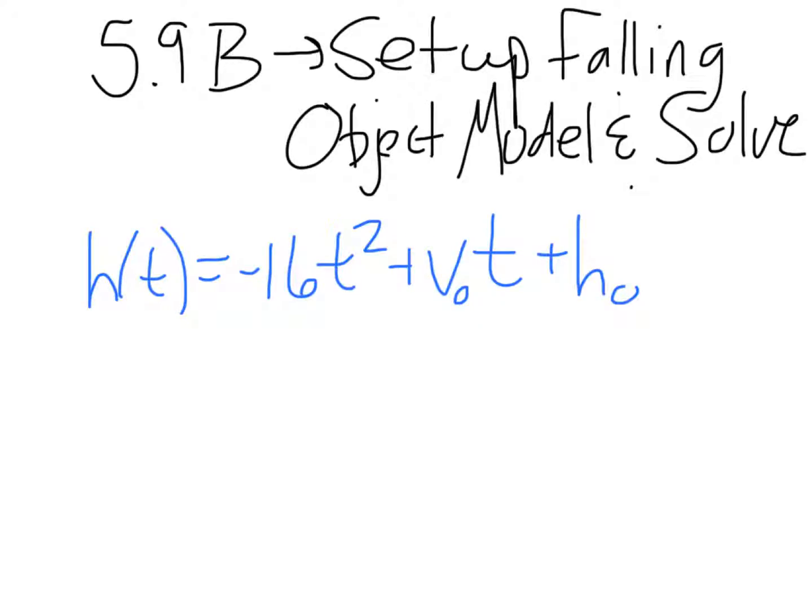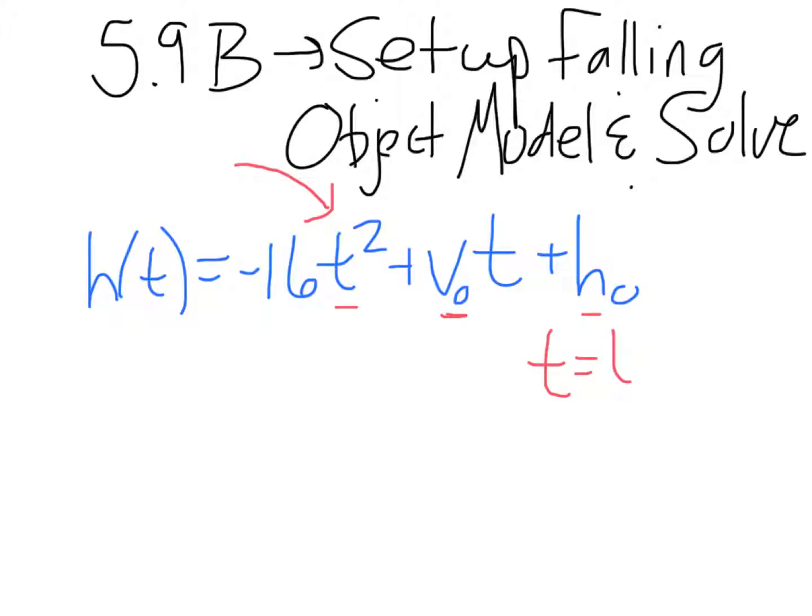So for learning objective 5.9b, I'm going to show you how to set up a falling object model and solve an equation. This here in the blue is called the falling object model, which is considered a quadratic because the highest exponent is a squared. And let me just tell you what these three different variables mean: t, v sub o, and h sub o.